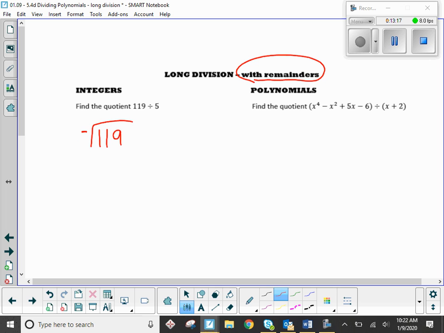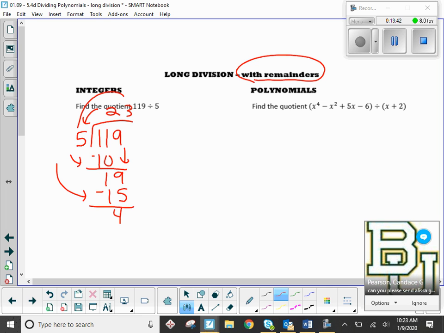So we do 119 divided by 5. 5 goes into 1? No. 5 goes into 11 twice. Multiply, bring it down, subtract, drop the next term. 5 goes into 19 3 times. Multiply by the 5, bring it down, subtract. There's no 0. If you have decimals, you might. Oh, I'm not going to convert it to a decimal. I'm stopping right here. Remainder 4.